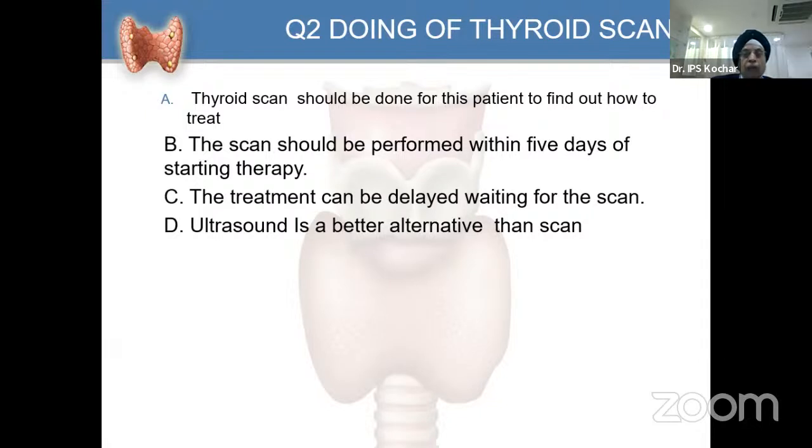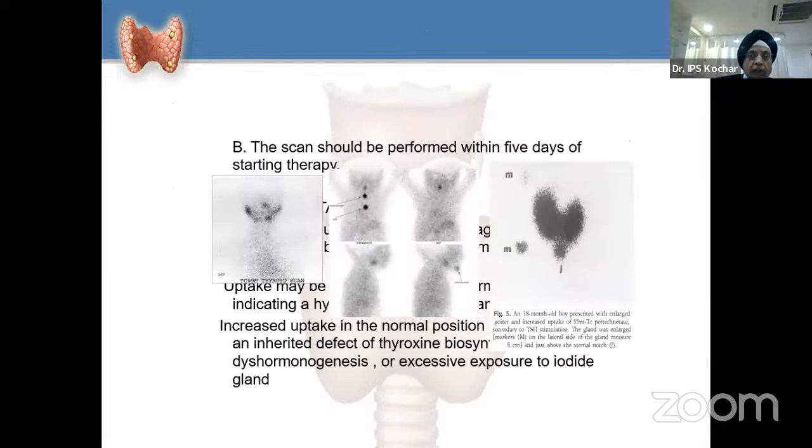Okay, the scan should be performed within 5 days of starting therapy. So within 5 days of starting therapy, you should do the scan. The treatment should not be delayed waiting for the scan. Ultrasound is a better alternative than scan. So now the question is, what should be done if you're doing a thyroid scan? As I already told you, you should try to do a scan within 5 days of starting treatment. So this is the answer to this.